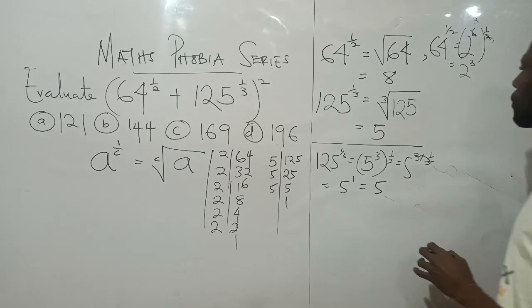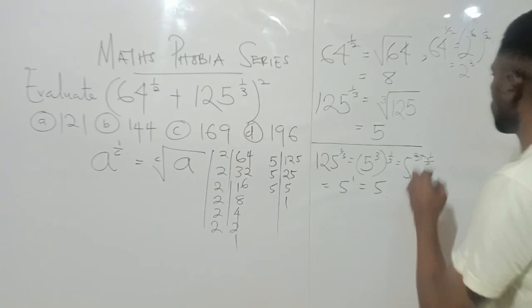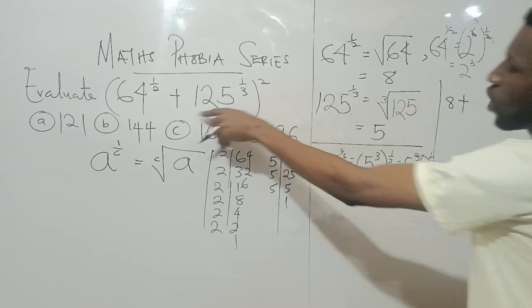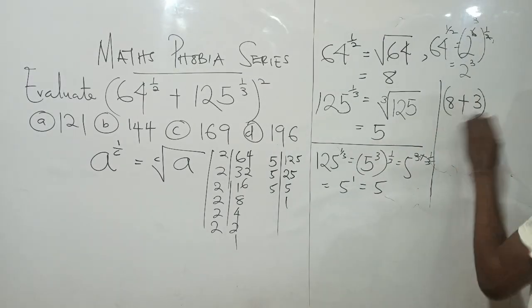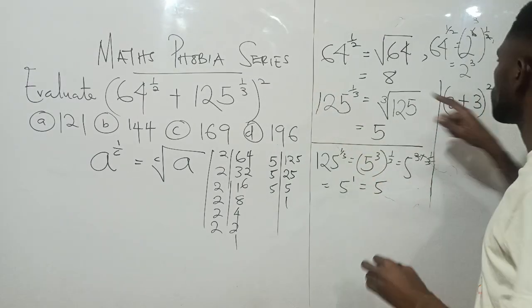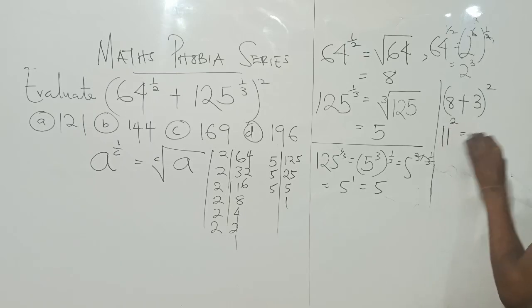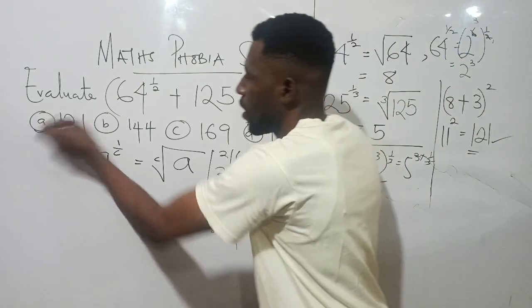So our final answer: we have 64 to the half gave us 8 as the answer, plus 125 raised to the power of 1 over 3 gave us 5 as the answer, everything raised to the power of 2. So what is 8 plus 5? 13. 13 squared should give us 169 as the final answer.